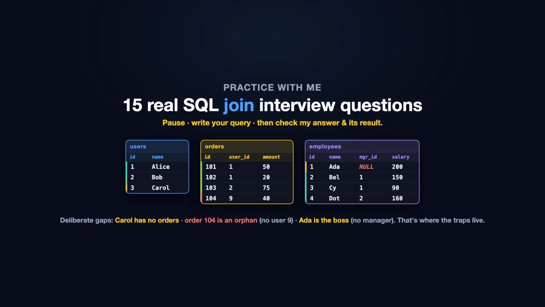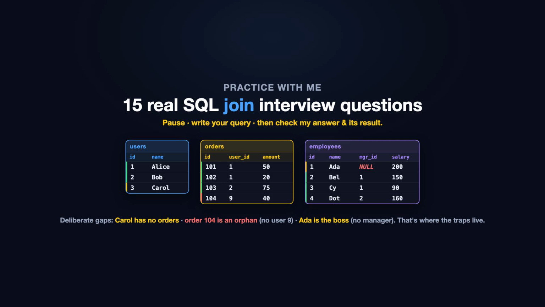We'll use 3 tiny tables the entire way through, so screenshot this. Users has 3 people, Alice, Bob, and Carol, who has never placed an order. Orders has 4 rows, 2 belong to Alice, 1 to Bob, and order 104 points at user 9, who does not exist. That's a deliberate orphan. And an employees table with a manager column, where Ada is the boss and reports to nobody.